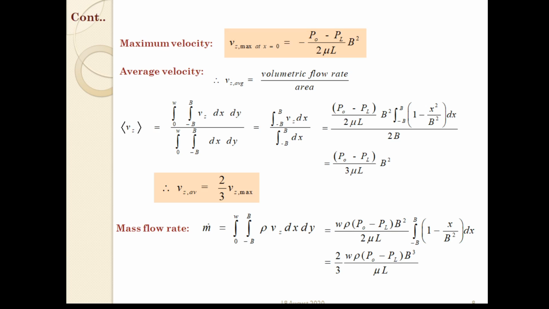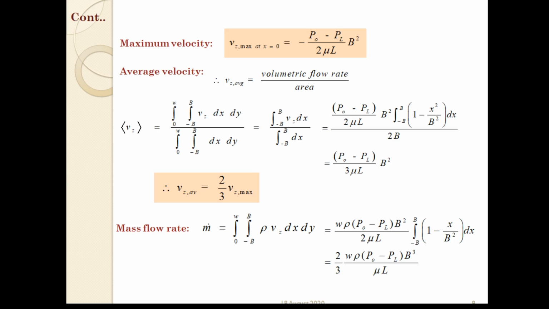As we know, the average velocity is the ratio of the volumetric flow rate upon the area. Now what will be the volumetric flow rate? Again we have to double integrate the velocity with dx dy. The first integral limit will be 0 to w, then the second integral will be minus b to plus b, because these narrow slits are 2b apart. So this double integration will be for vz dx dy upon the area, where the area is the integral 0 to w, and minus b to b, dx dy.